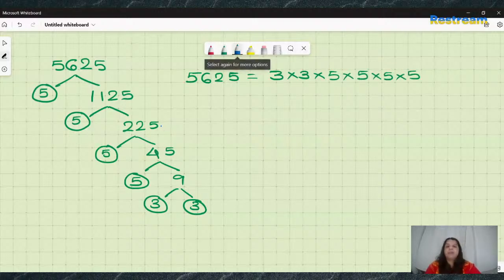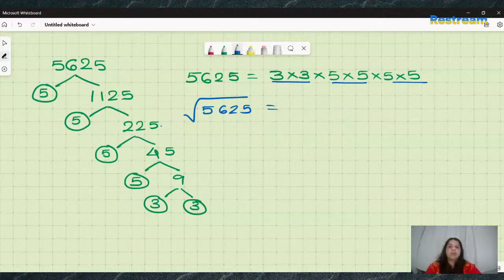Now, if I want to find the square root of 5625, I will find the pairs of numbers. So I will take one 3 out of this, I'll take one 5 out of this, and I'll take another 5 out of this. So my final answer is 15.